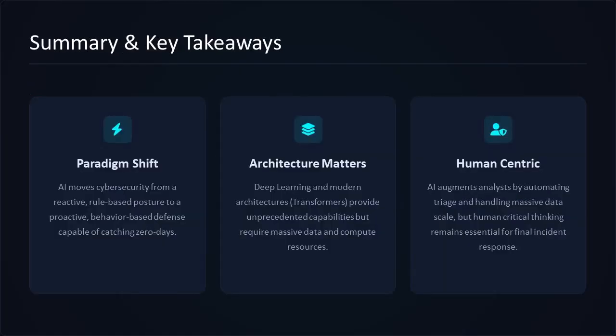Paradigm shift. AI moves cybersecurity from a reactive, rule-based posture to a proactive, behavior-based defense capable of catching 0 days. Architecture matters. Deep learning and modern architectures, transformers, provide unprecedented capabilities but require massive data and compute resources. Human-centric. AI augments analysts by automating triage and handling massive data scale, but human critical thinking remains essential for final incident response. Summary and key takeaways.